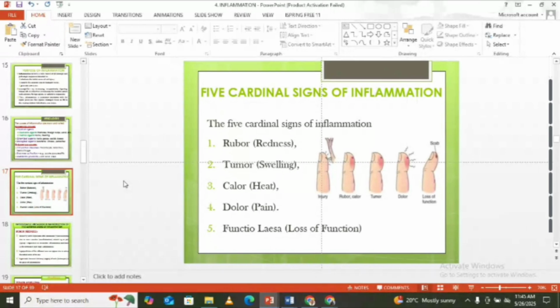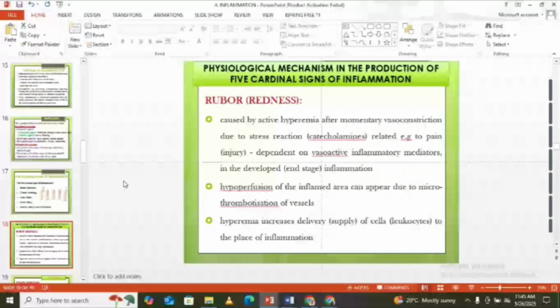We have those signs of inflammation. We have the 5 cardinal signs: the rubor, the tumor, the calor, the dolor, and the functio laesa. That is redness, swelling, heat, pain, and loss of function. Those are the 5 cardinal signs of inflammation. Sometimes patients can present with all these signs, or sometimes some patients can just present with a part of these signs.